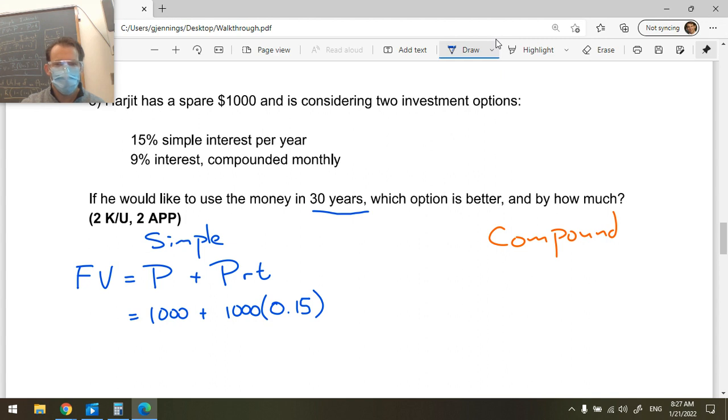Times time. He's going to do this in 30 years. Okay? So that's my formula. It's very straightforward, because it makes a line. Okay, so let's do the math here. 0.15 times 30 would be 4.5. 4.5 times 1,000 would be 4,500. So he earns $4,500 in interest. So the total value at the end is 5,500.